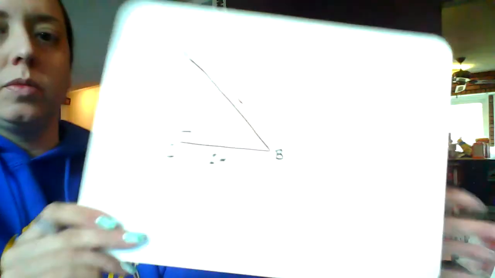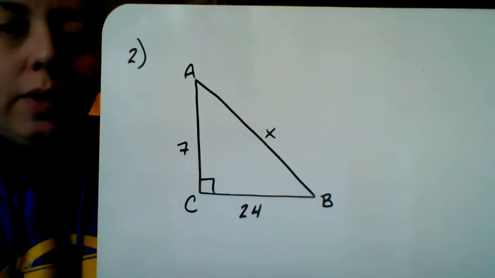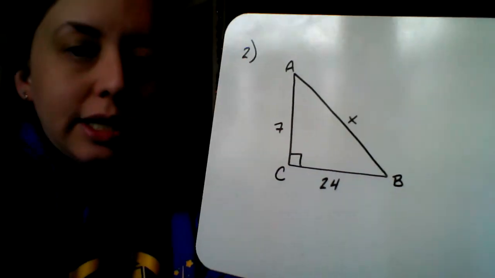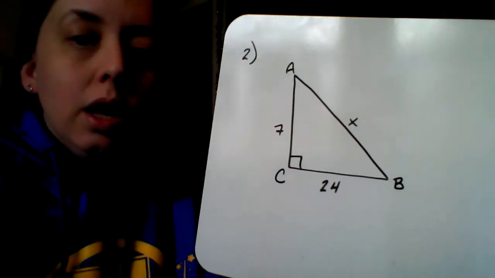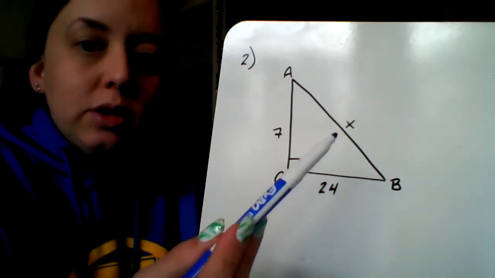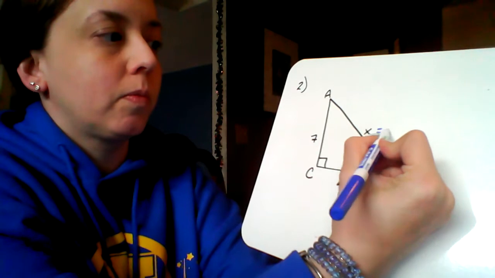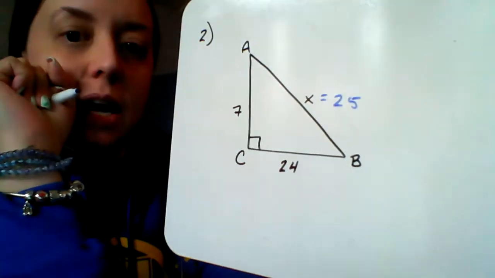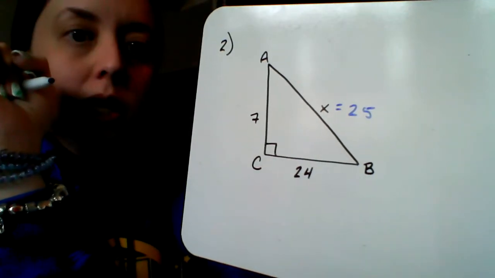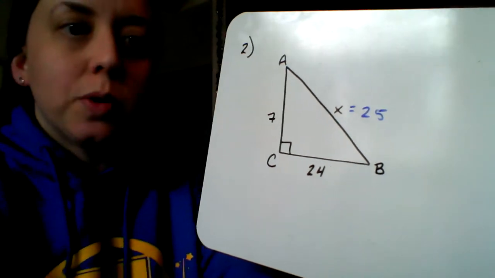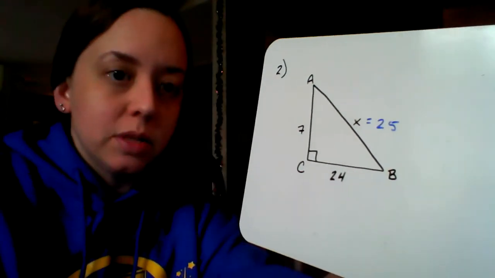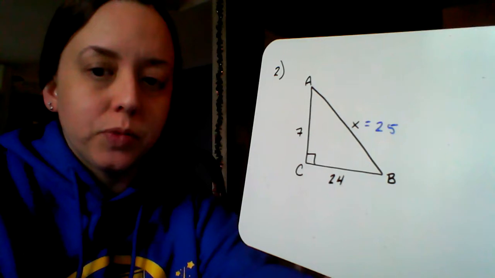Example number 2. This one has no angles given, so we're going to have to use trig to find the angle measures of those. But first and foremost, let's take a look at that x. I know right away that this x is 25. I don't even need to use the Pythagorean theorem because it's a Pythagorean triple, 7, 24, 25. If you forgot, you can use the Pythagorean theorem. It's not a big deal, okay?